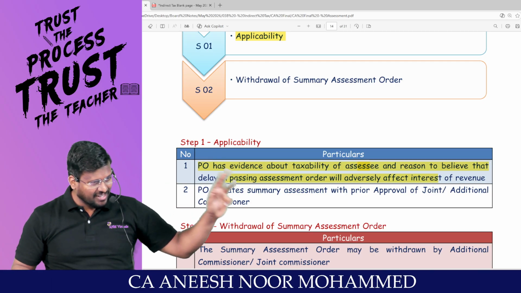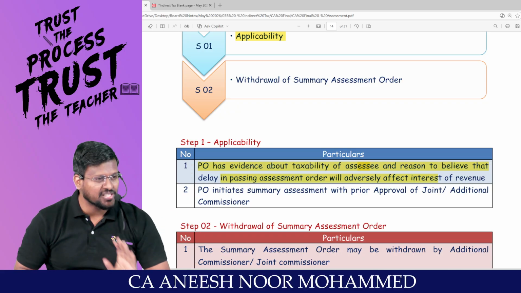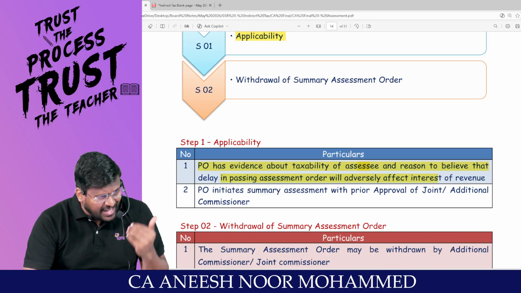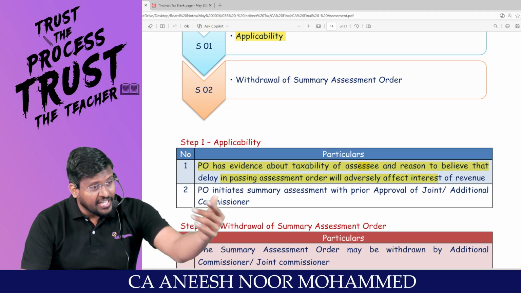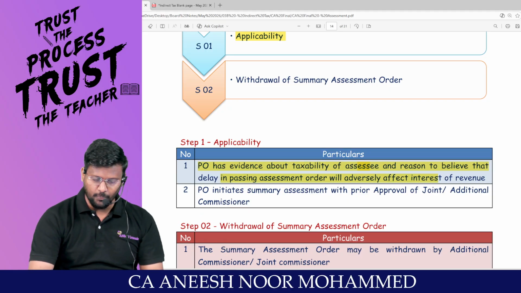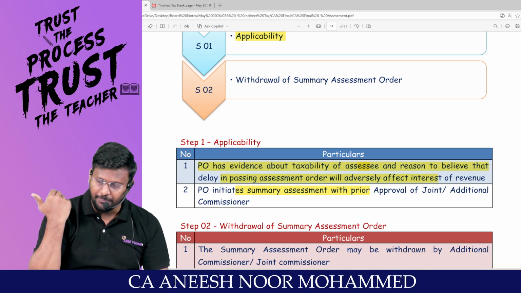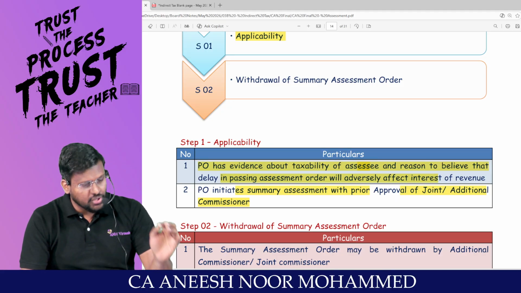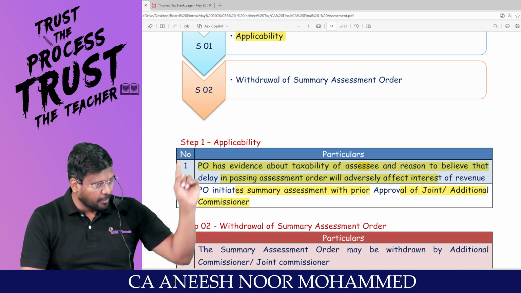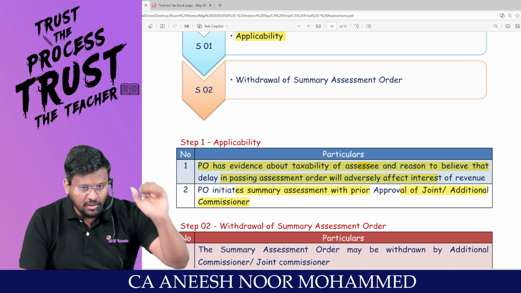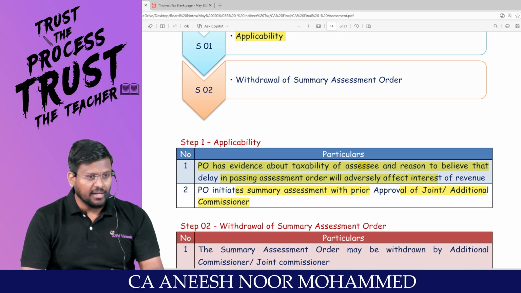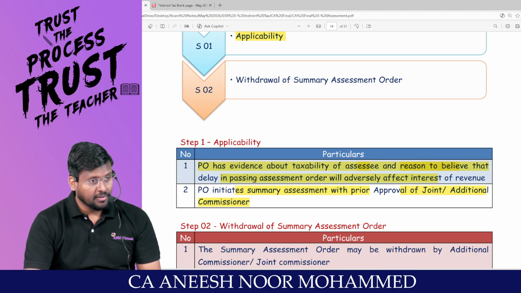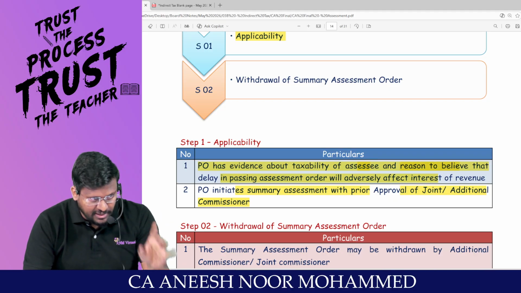For the remaining 30 bills which I caught, I want to do assessment under section 64. My dear lovable students, I have evidence. If I delay, it will adversely affect the interest of the revenue. Then the proper officer initiates what assessment? Summary assessment, with the prior approval of the Joint Commissioner or Additional Commissioner. I will get permission: sir, one lorry is going, I'm going to stop it, and whatever goods are there, I'm going to pass an assessment order. You can, if I have reason to believe. It is not reason to suspect, it is reason to believe.